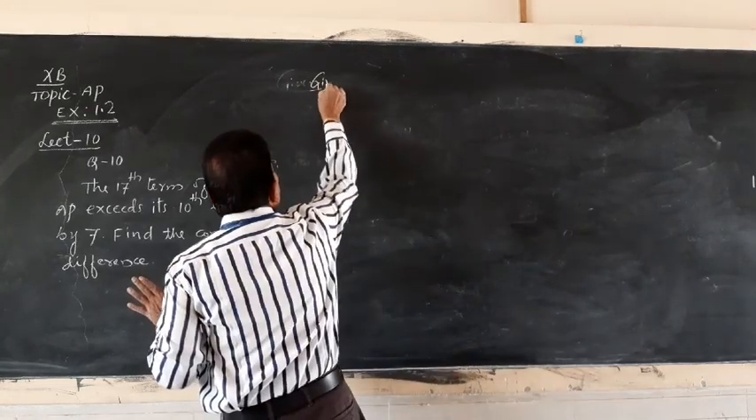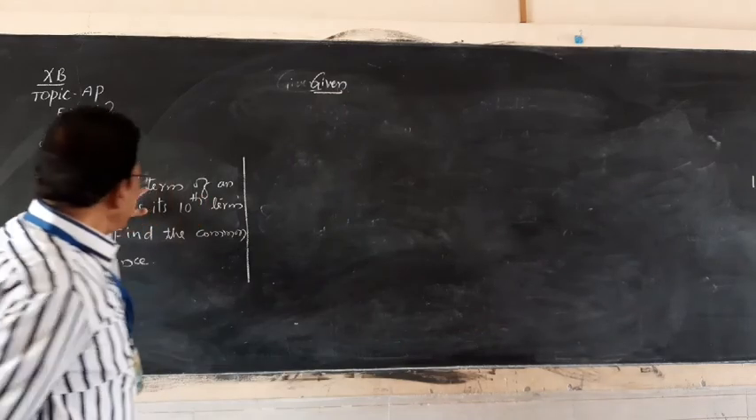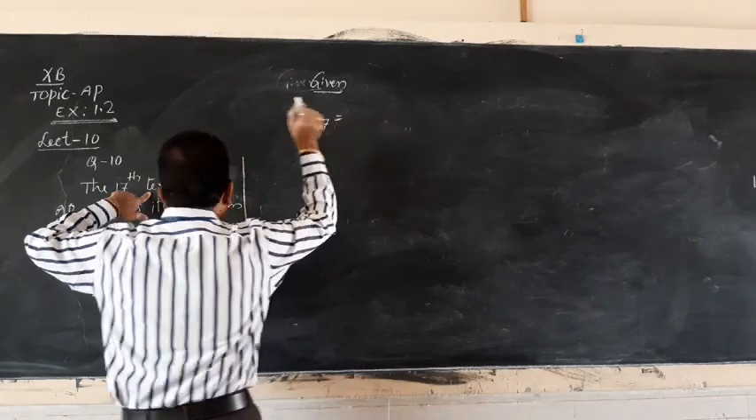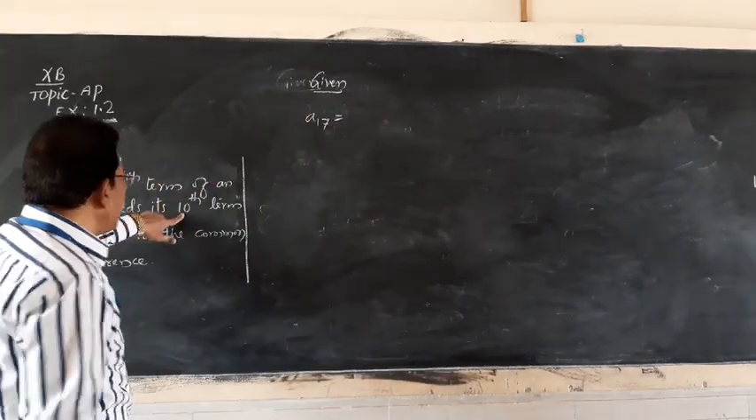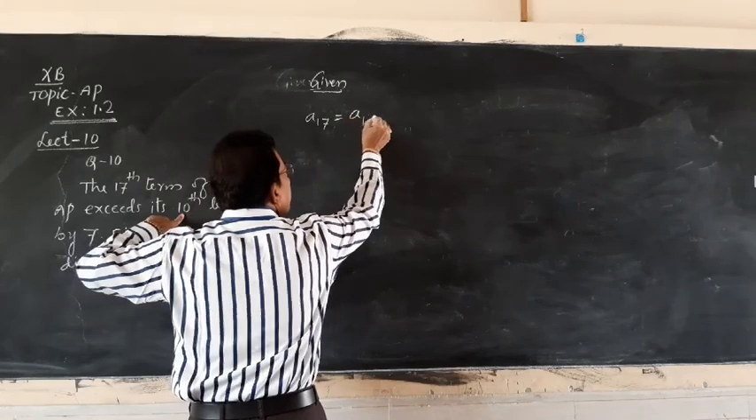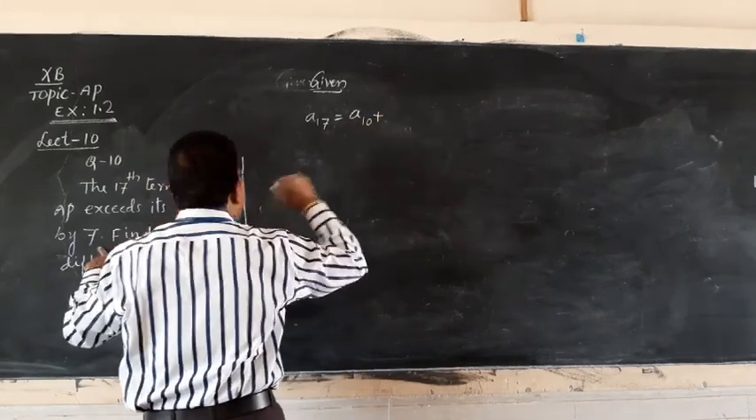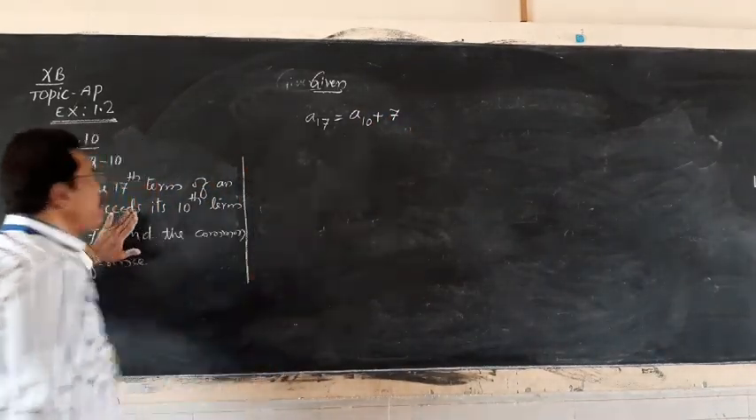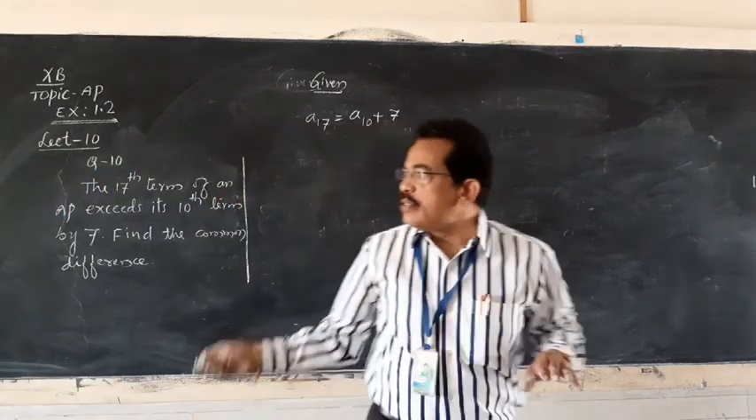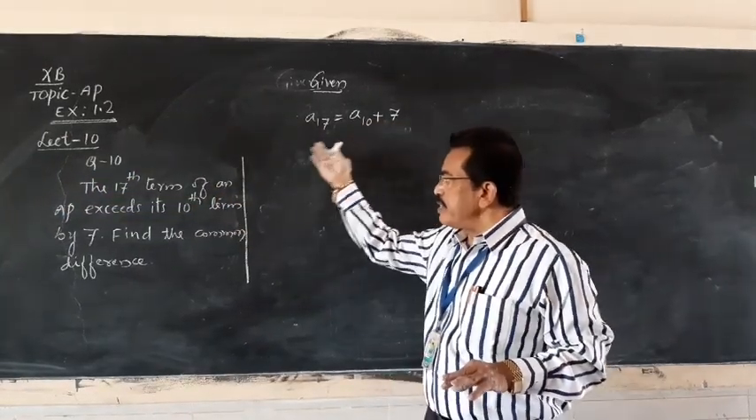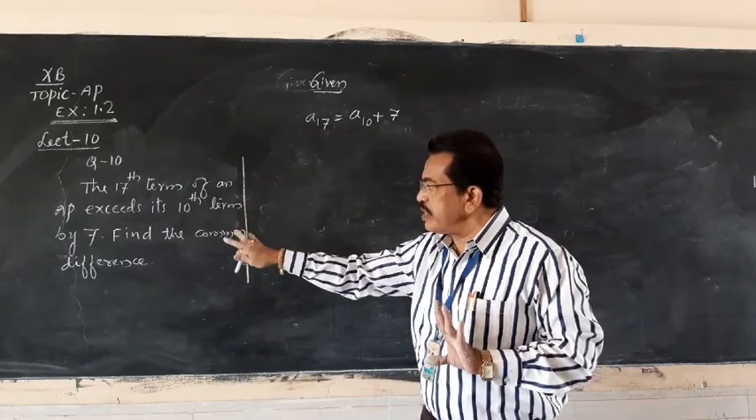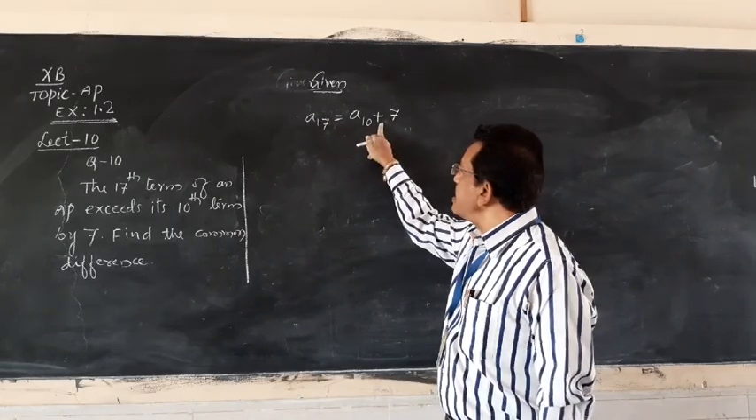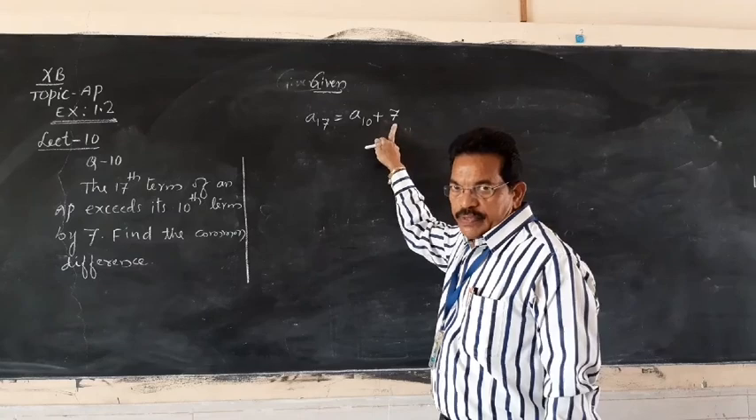Let us write the verbal statement into a mathematical statement. Given, the 17th term, that is A17, equals its 10th term A10 plus 7, because exceeds means plus by 7. Yes, this is the mathematical statement of this problem. This is a verbal problem, and that is its mathematical statement. So A17 equals A10 plus 7.